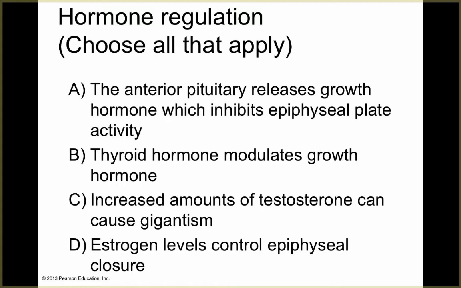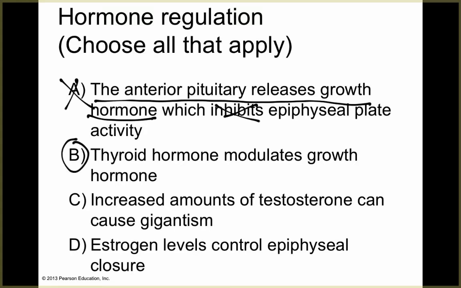So, the anterior pituitary releases growth hormone, which inhibits epiphyseal plate activity. Well, hopefully you realize that this part here is right, but this word right there makes this wrong, because it helps to stimulate it. So this one is incorrect. Thyroid hormone modulates growth hormone, and that would be true, right? The thyroid hormone can help to turn it on and off. It regulates growth hormone.